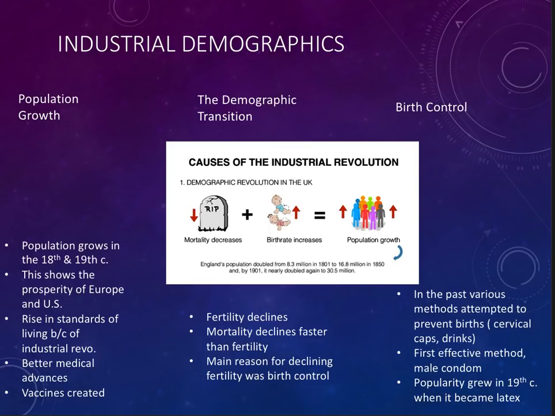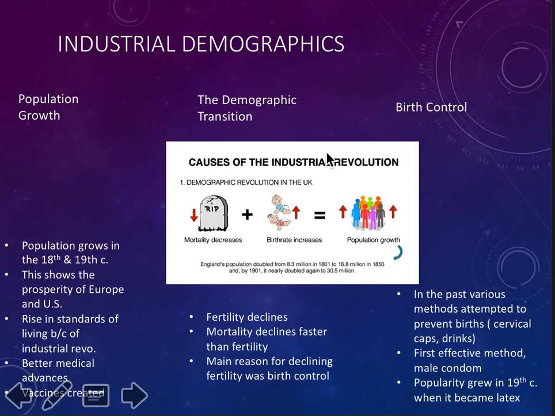In terms of a demographic transition, fertility is going to decline. People are going to find ways such as birth control to prevent pregnancies. And mortality is going to decline faster than fertility. So that means that if less people are dying and there's more people having babies, or the birth rate is increasing faster than the mortality is decreasing, then that means there's going to be a population growth.